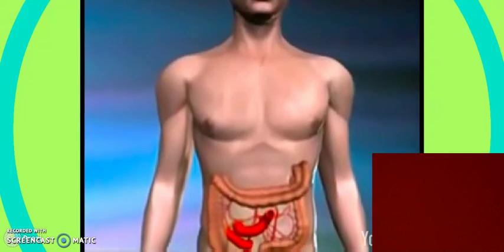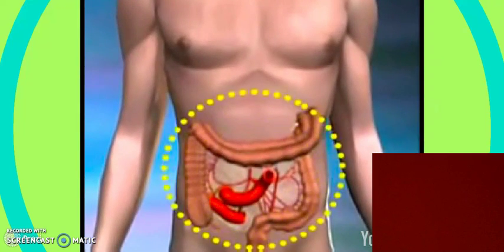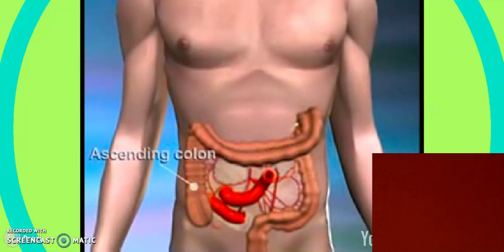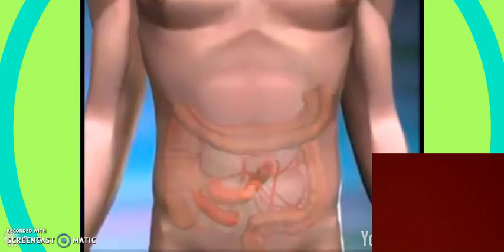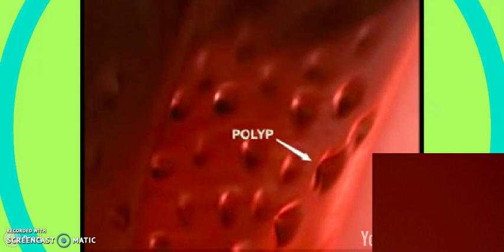The large intestine, or colon, is a part of the gastrointestinal tract that makes and stores stool. It includes the ascending colon, transverse colon, descending colon, and the sigmoid colon. The cause of cancer is an uncontrolled multiplication of cells lining the colon. Before a true cancer develops, it usually begins as a non-cancerous growth called a polyp.